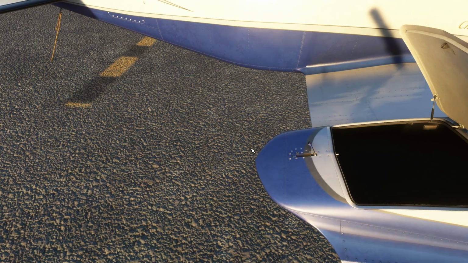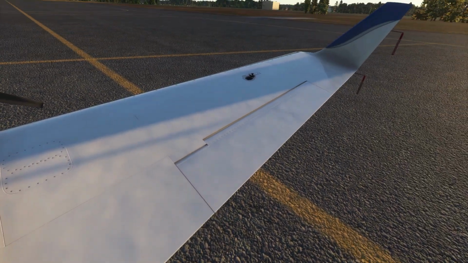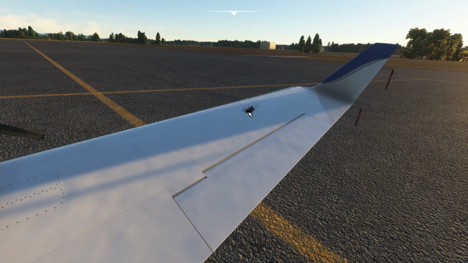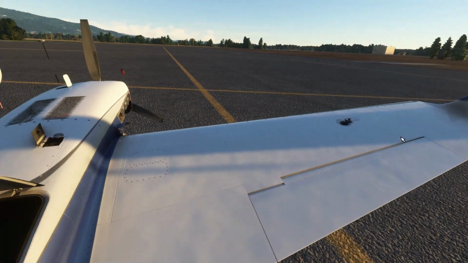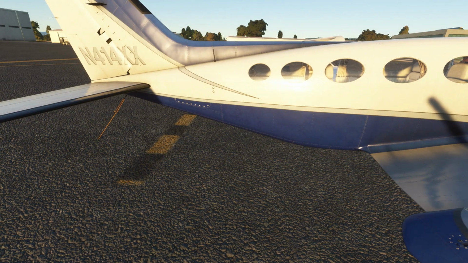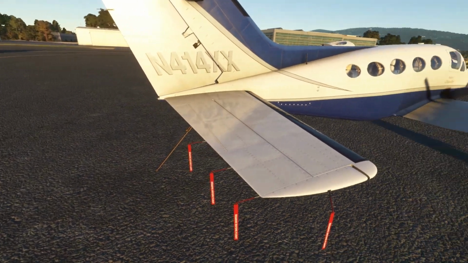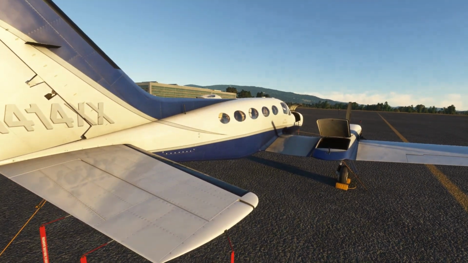Okay, another luggage compartment on the right wing. Let's check again. Oh, the fuel cap and the fuel fill up port, the wicks, of course, just as on the other side. And we move on to the stabilizer and the tail.